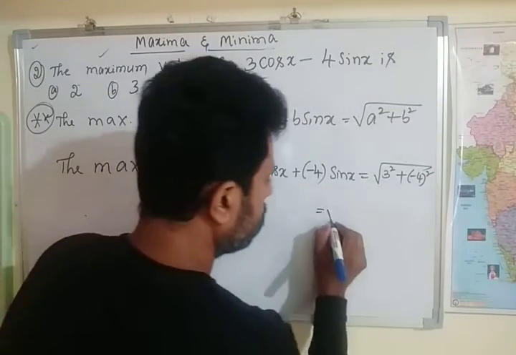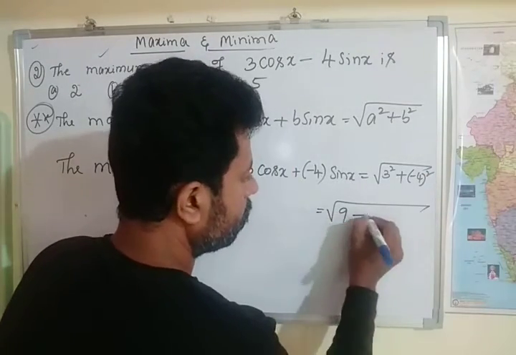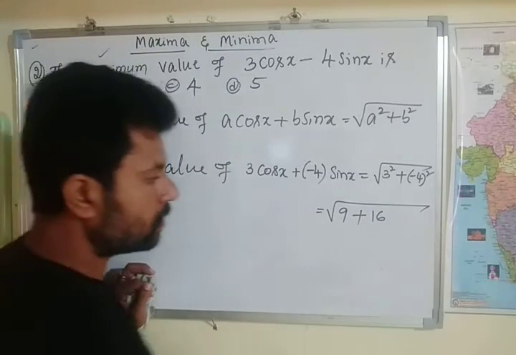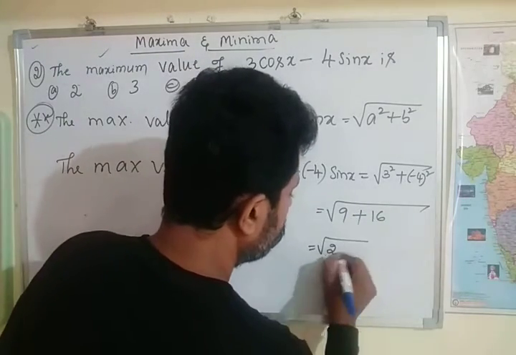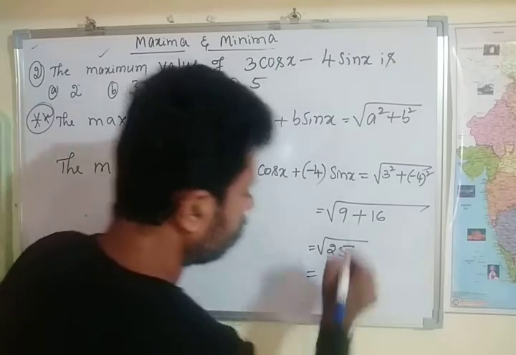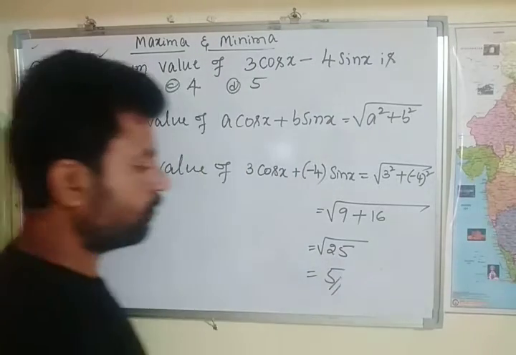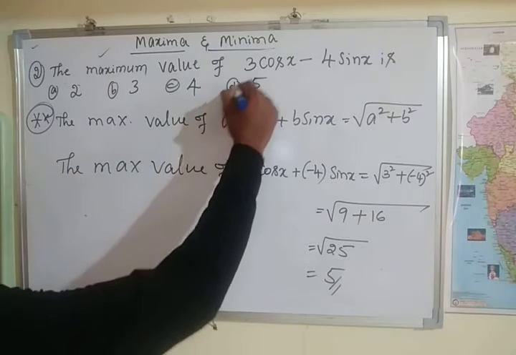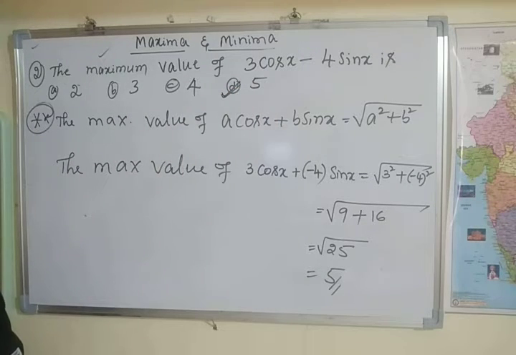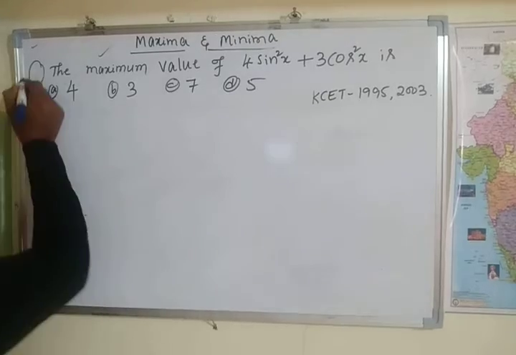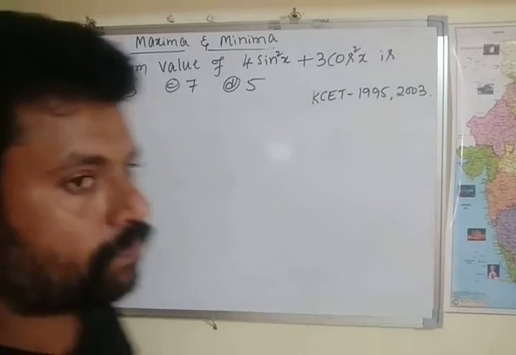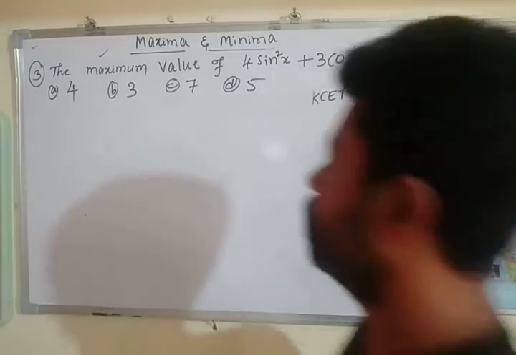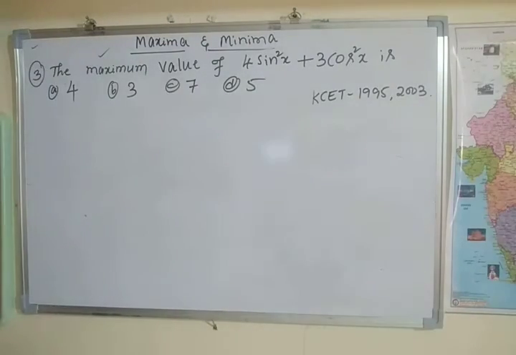is equal to square root of 3 square is 9 plus minus 4 squared becomes plus 4 square is 16, is equal to root of 25, which is 5. Answer is 5. Option D is the correct option. So here we have the next example, the third one. The maximum value of 4 sin square x plus 3 cos square x is, option A is 4, option B is 3, option C is 7, option D is 5.